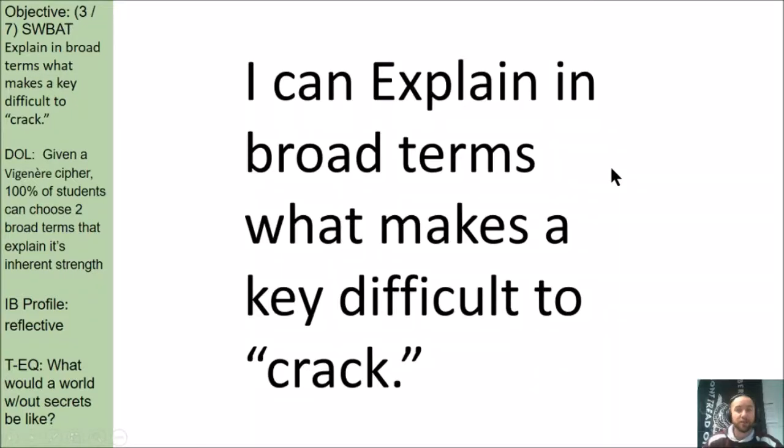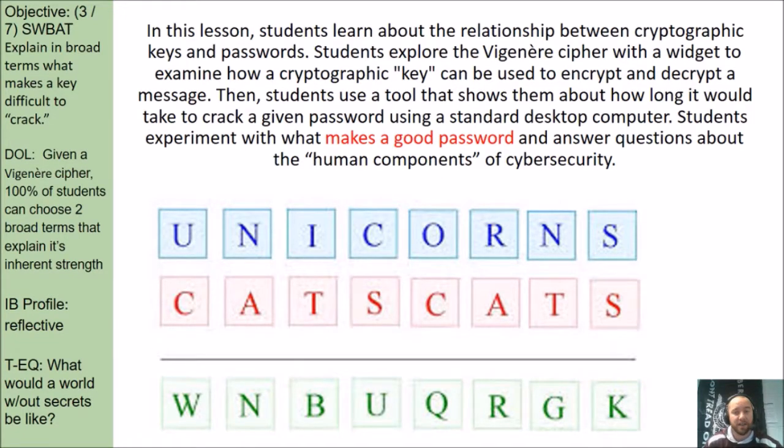The objective today is to explain in broad terms what makes a key difficult to crack. So a really fun lesson and a challenge at the end of the lesson, all relating to encryption and decryption. In this lesson, students learn about the relationships between cryptographic keys and passwords.